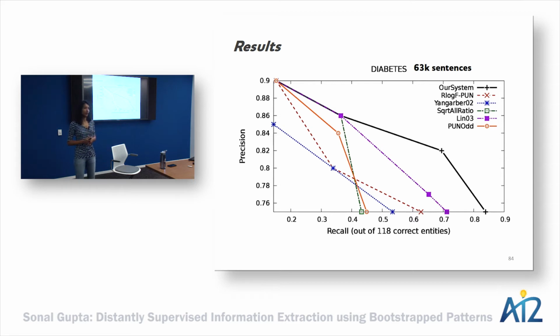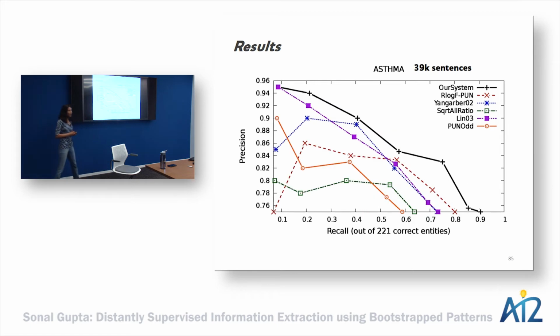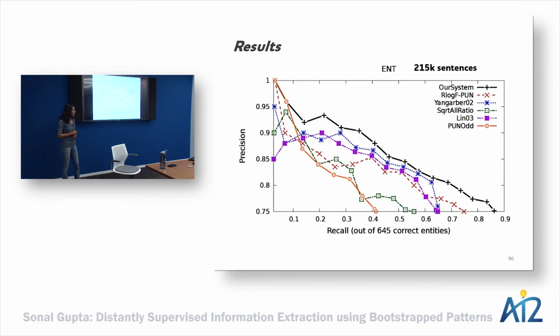and food items that are not found in any of the seed sets, like quinoa, yoga, and stuff. But still, our system beats other systems. This is on asthma. We again perform better than the other baselines. And ENT.